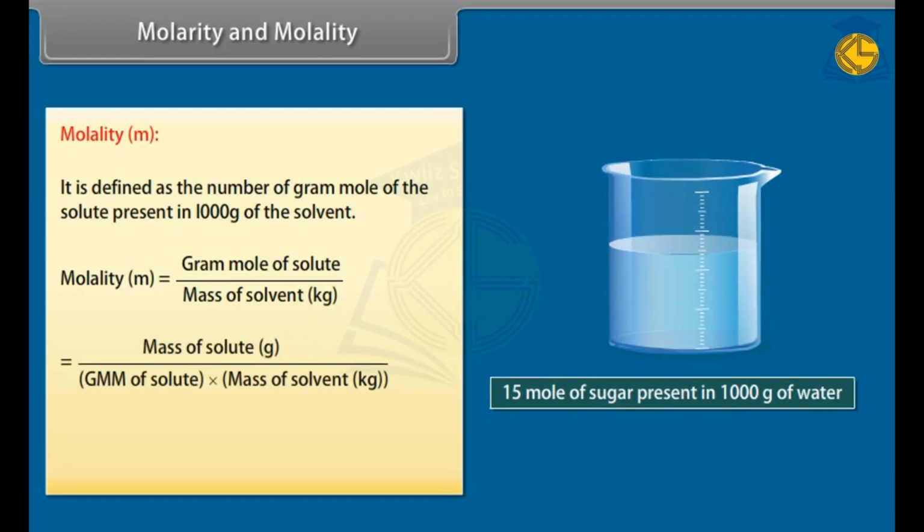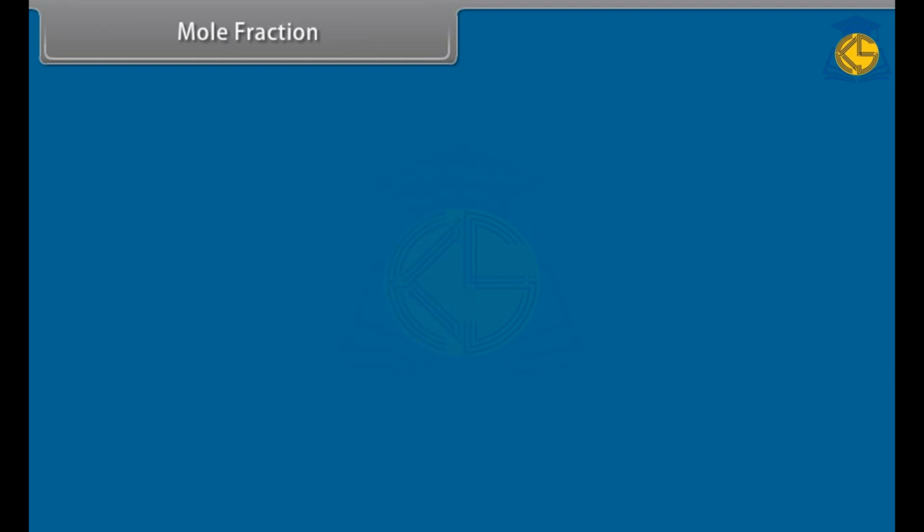Mathematically, molality is represented by small m is equal to WB in grams divided by the product of gram molar mass of B and WA in kilogram. A solution containing 1 mole of solute per 1000 gram of solvent has molality equal to 1 and is called a molal solution. Mole fraction.